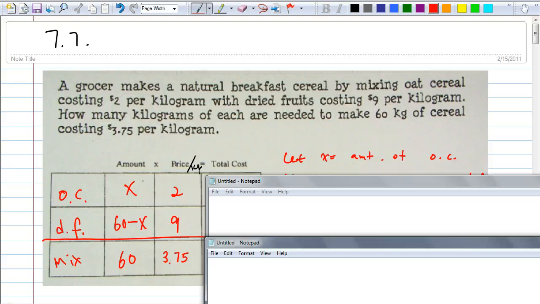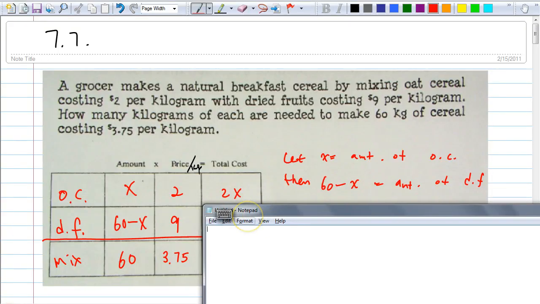Now, the total cost then, Andrew, what is the total cost just for the cereal that you're going to have to pay? X times 2. Yeah, 2x. How much do we pay for the dry fruit? Michael, how about Andrew? I'm sorry, Andrew just went. Chansu. 9 times 60 minus x.